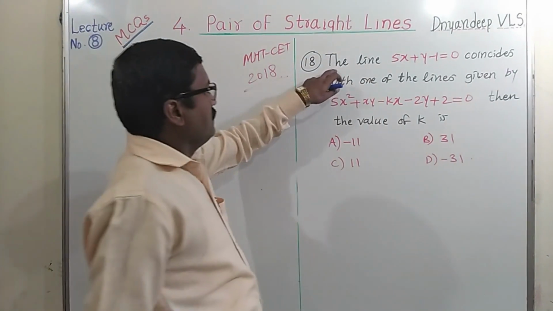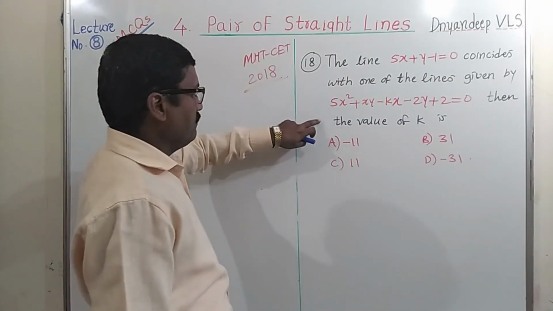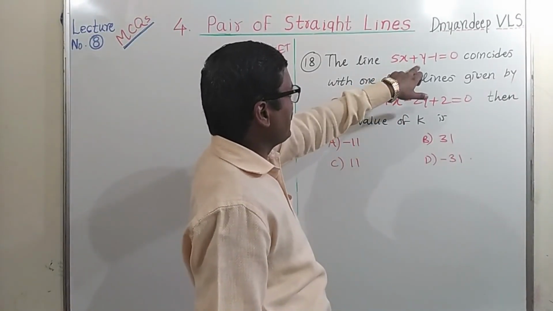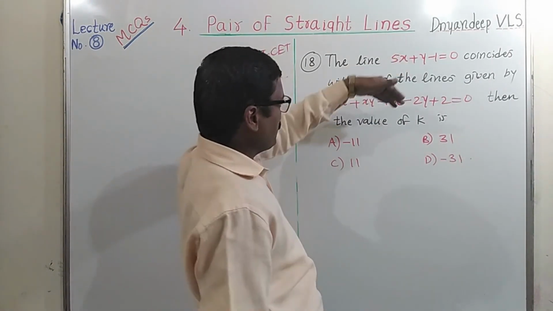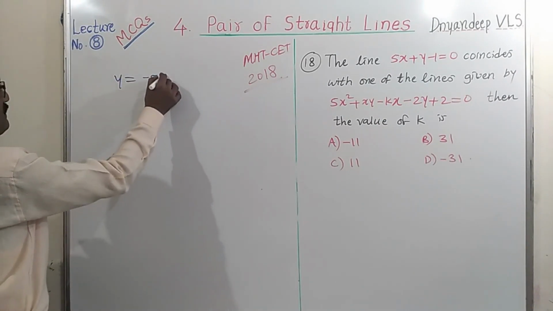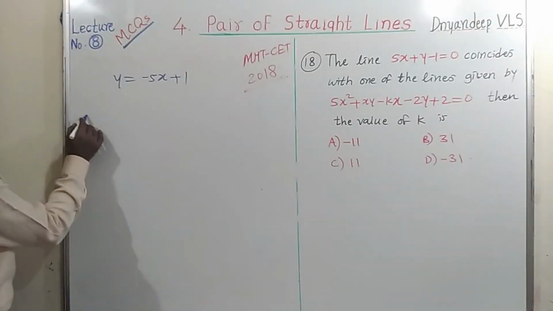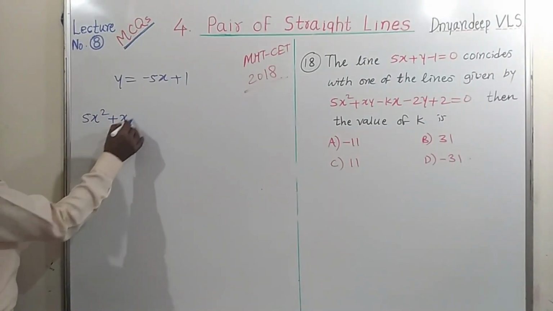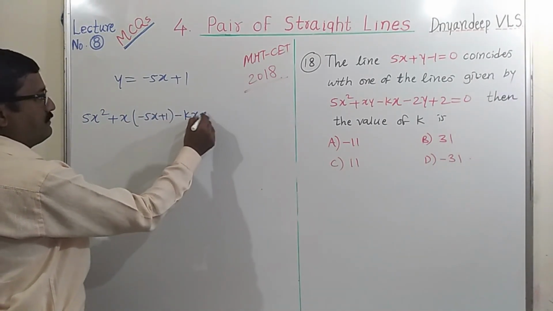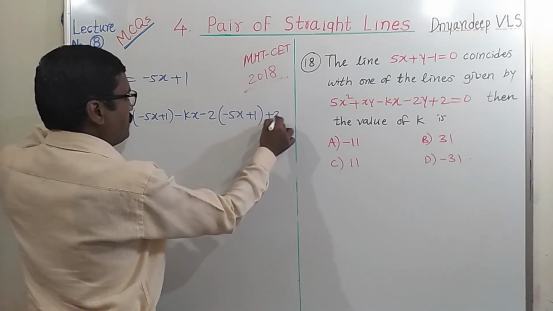Here the line 5x plus y minus 1 equal to 0 coincides with one of the lines given by this equation. Then we have to find the value of k. Obviously, if one line is given out of two lines, from this line find the value of y or x and put in the second equation. From equation 1 we get y equal to minus 5x plus 1. Put y equal to minus 5x plus 1 in this equation, so that we get 5x square plus x into (minus 5x plus 1) minus kx minus 2 into (minus 5x plus 1) plus 2 equal to 0.